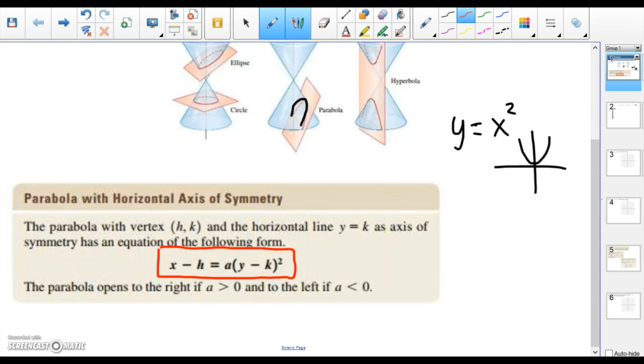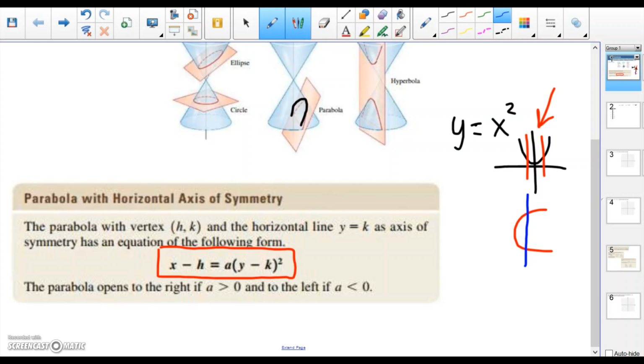In algebra class, we only had parabolas that opened up or down because they were functions. Remember the vertical line test? Now we're going to be talking about parabolas that open the other way. We're going to open sideways. So one interesting thing you need to know is that's not a function, and you're not going to be able to use your TI to graph those. So we're going to have to be able to graph these by hand.